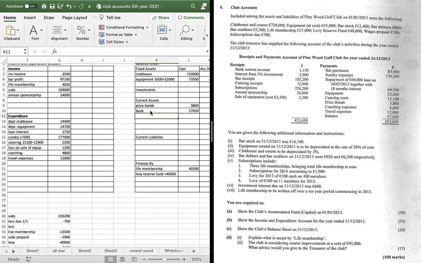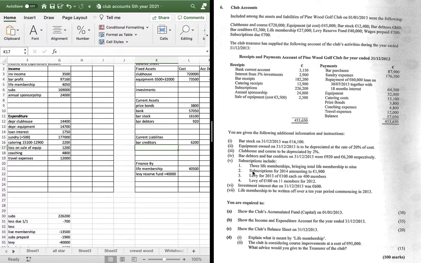So we're down to the bottom. All of those are current assets or current liabilities if they haven't gone in. So bar stock is an asset. Next one, the equipment and clubhouse. We've done those depreciations. Bar debtors is an asset. And bar creditors is a liability. So that is 6,200. Always the stuff from the bottom, not the top.